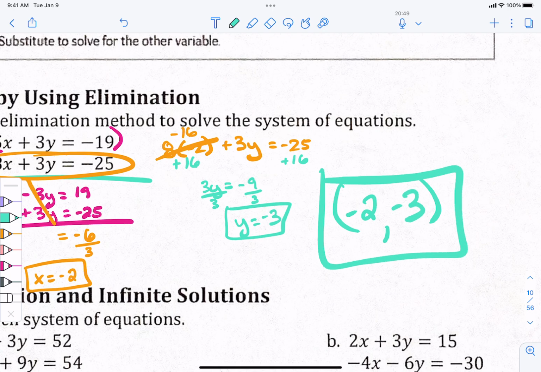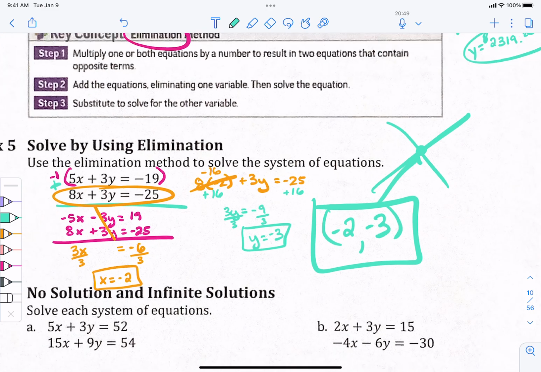Why do we care about that thing so much? Like, that's the answer, but what does that do for me? It solves it. Okay, if I were to graph it, what happens at negative 2, negative 3? That's where the two lines cross each other. And so I did that without actually graphing it, right? So I found that place where the two graphs cross, wherever they cross, right? That's what it looks like.